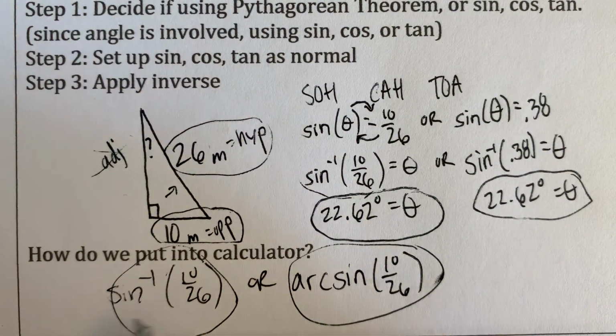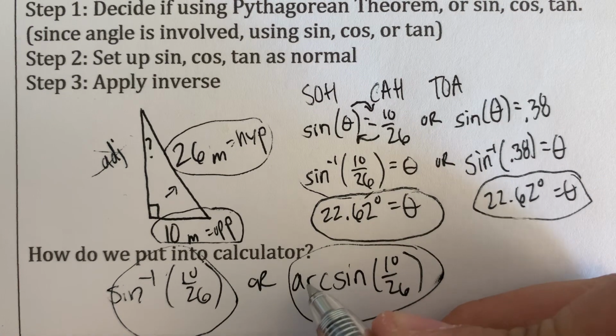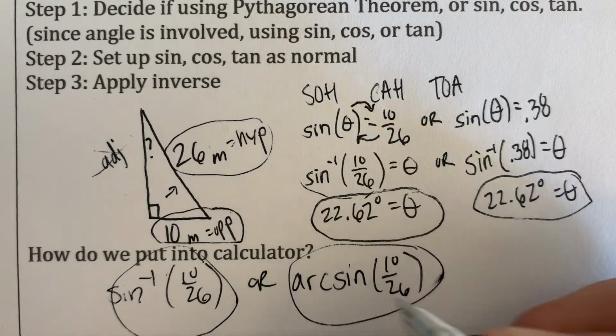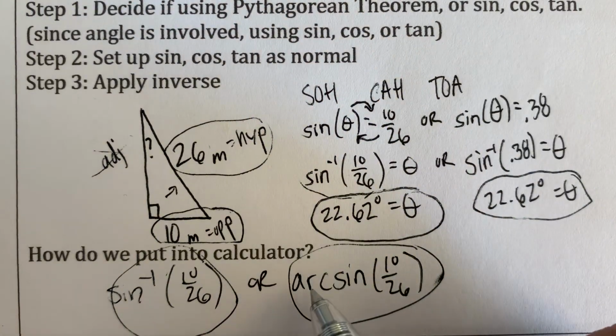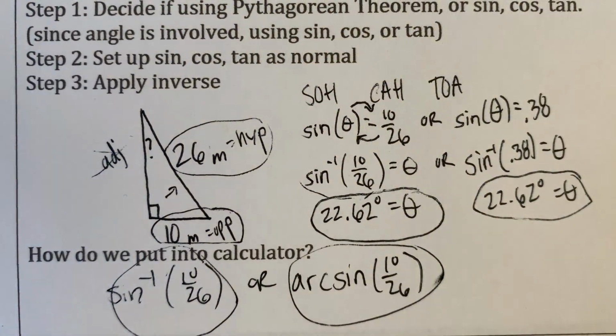Arcsine means inverse sine. If it were up to me, I would change this to INV sine, right? Wouldn't that make more sense? Inverse sine instead of arcsine, but whatever, I don't make the rules. Inverse sine right here, okay? All right, so let's do another one.